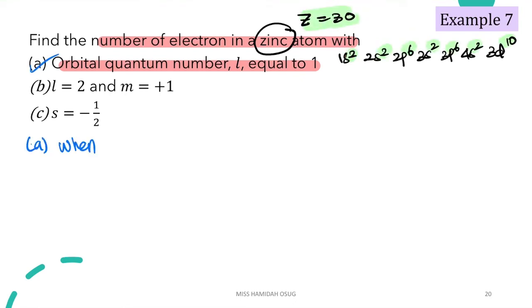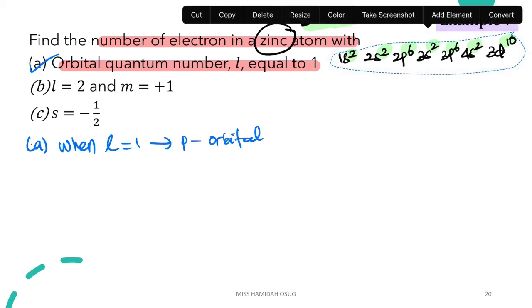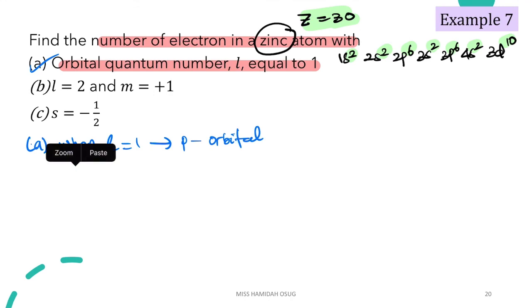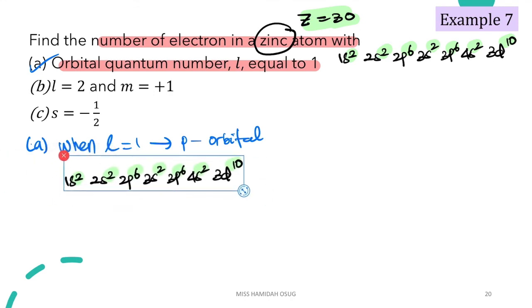So let's take a look at question A. When L is equals to 1, meaning to say it is p orbital. So when we take a look at the SPDF notation, there are two p orbitals present there, in which 2p6 and also 3p6. So the total number of electrons in the p orbital is 6 plus 6 equals to 12.